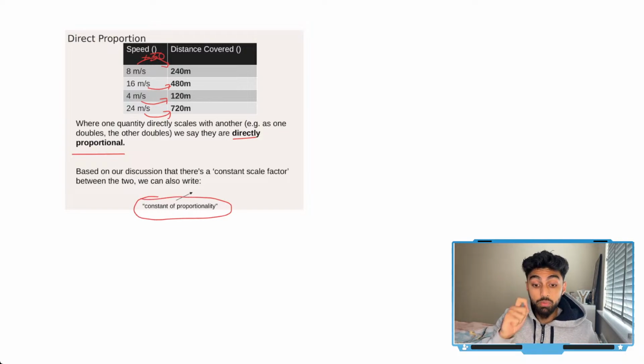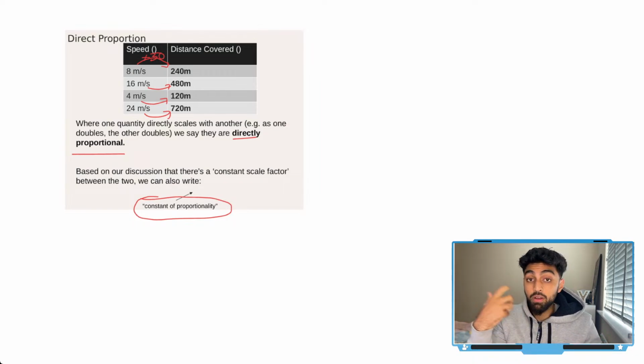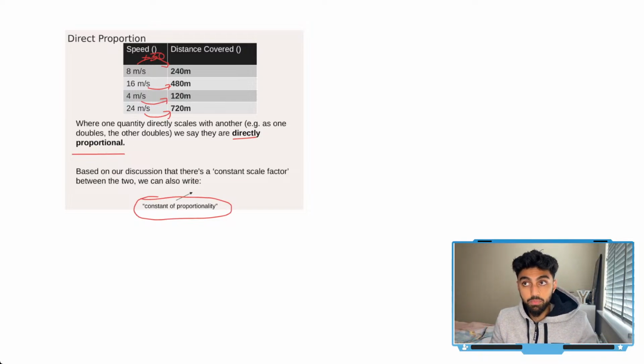So the constant of proportionality links our two variables together, in that if we have one of the variables, we can use the constant of proportionality to do either a multiplication or division to find the value of the corresponding other variable, if that makes sense. So this exercise was just an example for you to understand what we're talking about when we mention proportion and so on.